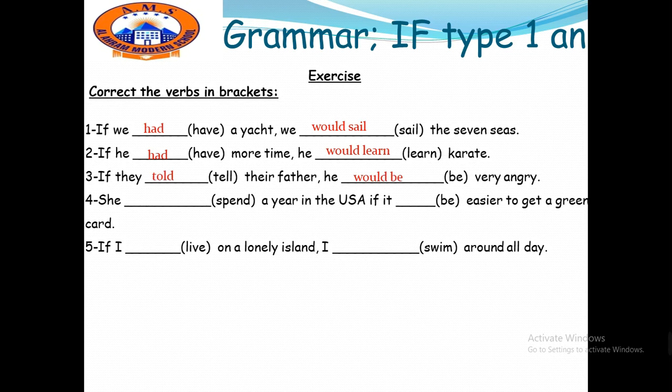Number 4, she spent a year in the USA if it space or be easier to get a green card. Here we switched the place of the if clause and the result clause. So here the answer will be, she would spend a year in the USA if it was easier to get a green card. Okay? Here I can put were also, if it were easier, okay, to get a green card. If I lived on a lonely island, I would swim around all day.